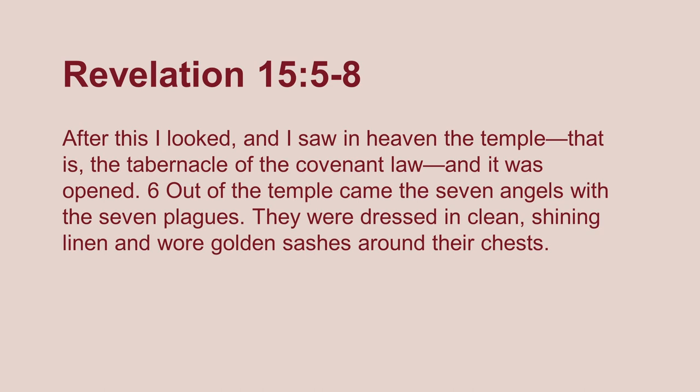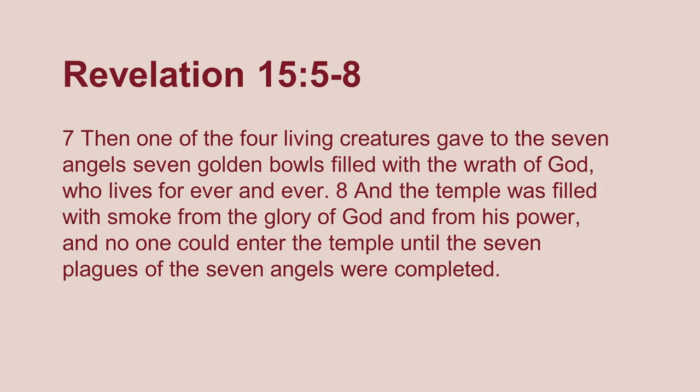They were dressed in clean shining linen and wore golden sashes around their chests. Then one of the four living creatures gave to the seven angels seven golden bowls filled with the wrath of God, who lives forever and ever. And the temple was filled with smoke from the glory of God and from his power, and no one could enter the temple until the seven plagues of the seven angels were completed.